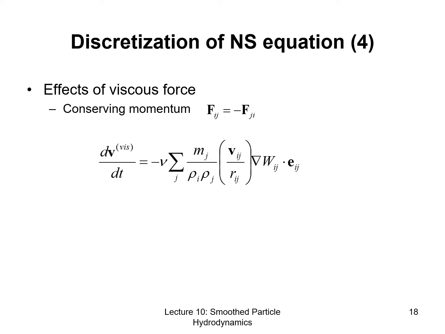By the Laplacian approximation, we can obtain the discretization of viscous force. This viscous force is introduced with the difference between the two particles' velocities. Here v_ij means v_i minus v_j, related to their relative velocity. And this formulation also satisfies the conservation of momentum.